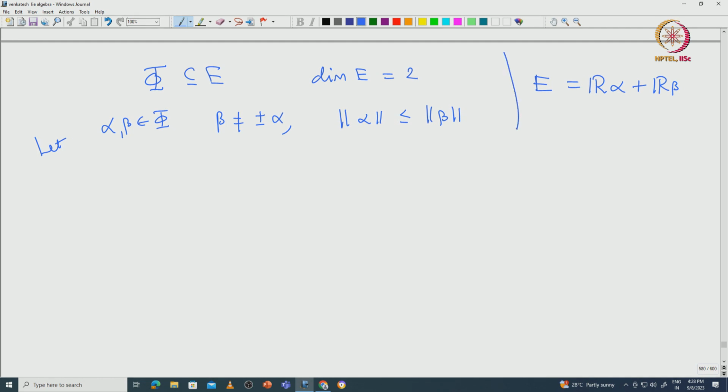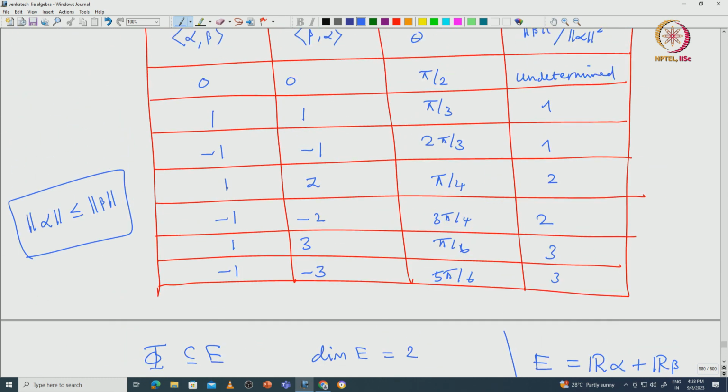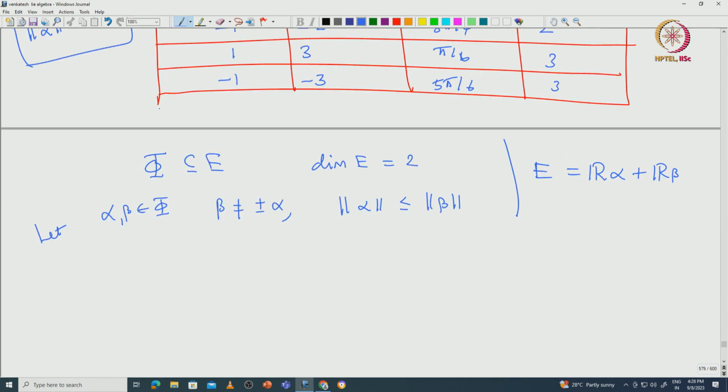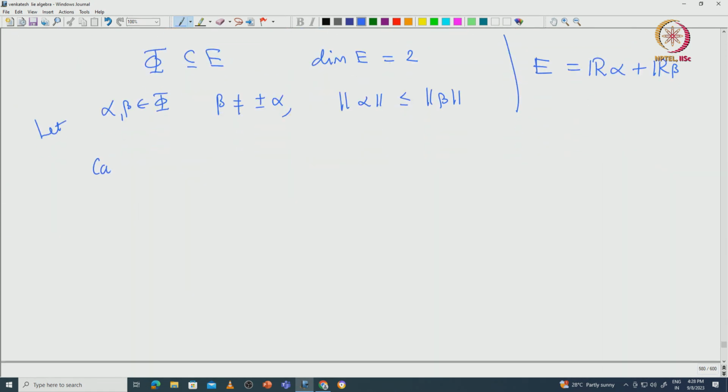Now if you go back to the table, you can see what are all the possibilities. The very first possibility is that the inner product is 0. If the inner product is 0, that is case 1, then what do we get? If the inner product is 0, then that implies that the roots will be just plus or minus alpha and plus or minus beta. So, you can conclude that phi contains plus or minus alpha and plus or minus beta. Okay. Then it cannot contain anything more.